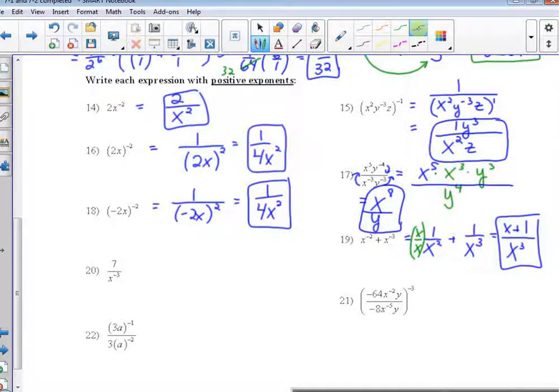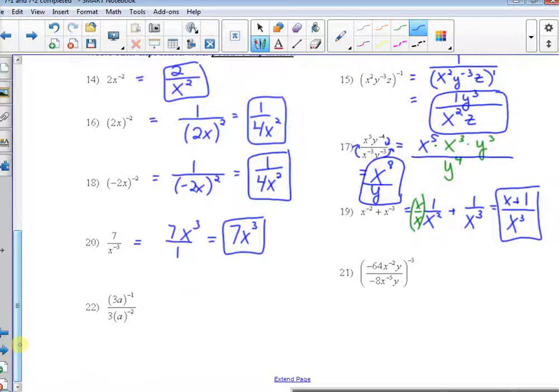Number 20, I'm going to leave the 7 alone and bring the x to the negative 3 up. So it's like this. That just becomes 7x cubed. That's what you do with the negative exponents, okay?